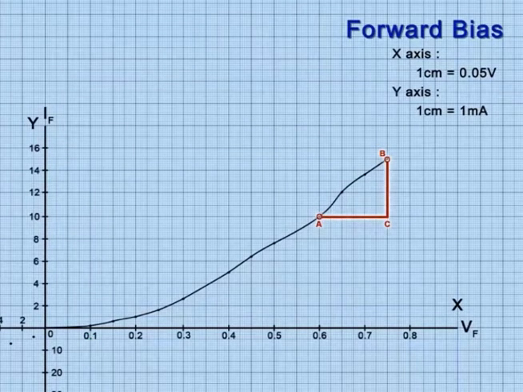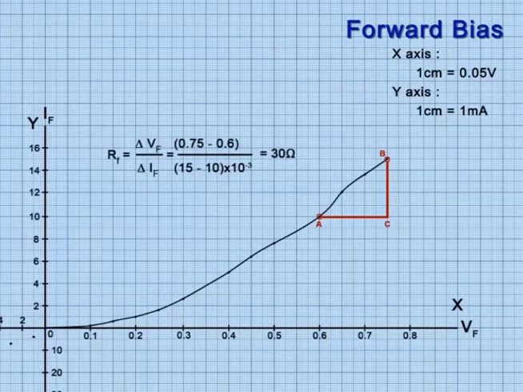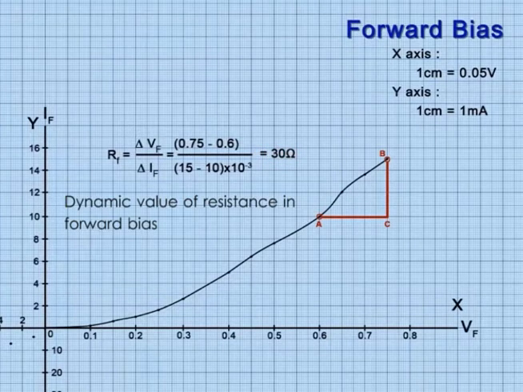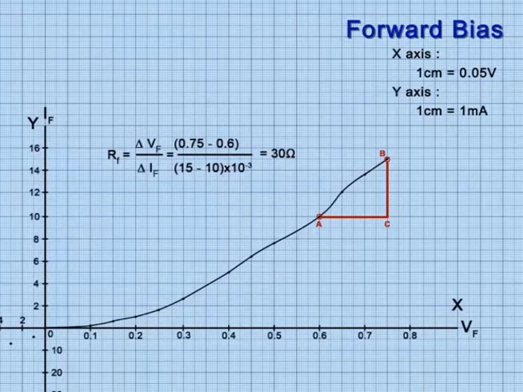Calculate the slope of resistance Rf in the upper portion of the graph where the value of voltage is less, the value of current is more, and the graph is steep. This value is generally less than 100 ohms and is referred to as the dynamic value of resistance in forward bias. As the voltage is increased from zero, a very small current flows through the diode because forward bias voltage is insufficient in opposing the potential barrier.